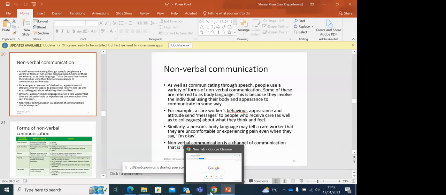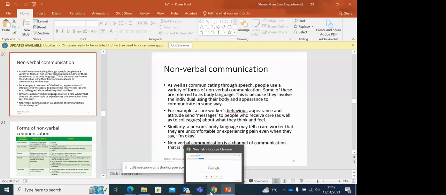Sorry about that. So then you've got non-verbal communication. As well as communicating through speech, people use a variety of different forms of non-verbal communication. Some of these are referred to as body language, because they involve the individual using their body and appearance to communicate.